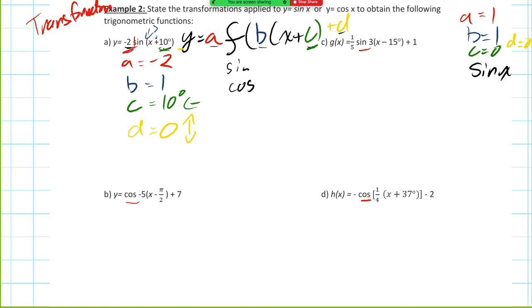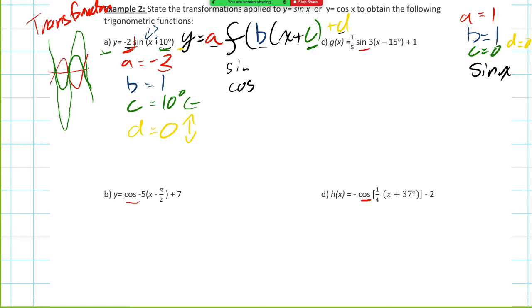B is 1, so there's no horizontal compression or stretch. And A is -2, so this actually gets flipped on the x-axis. So if the waves were like this, they now look like this. They're doing the opposite. And they've been stretched by a factor of 2, which means they're just going to be twice as long at their max and their minimum. That's what the very first one means, okay?